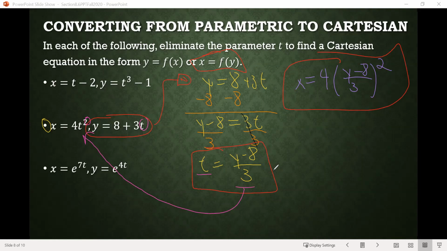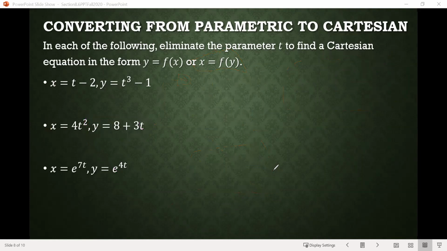Okay, last one. So here we have x equals e to the 7t, y equals e to the 4t. Hopefully you would agree with me that these two equations are essentially the same. So it doesn't matter which one we choose to isolate t in. So I'm going to do it with the first one.